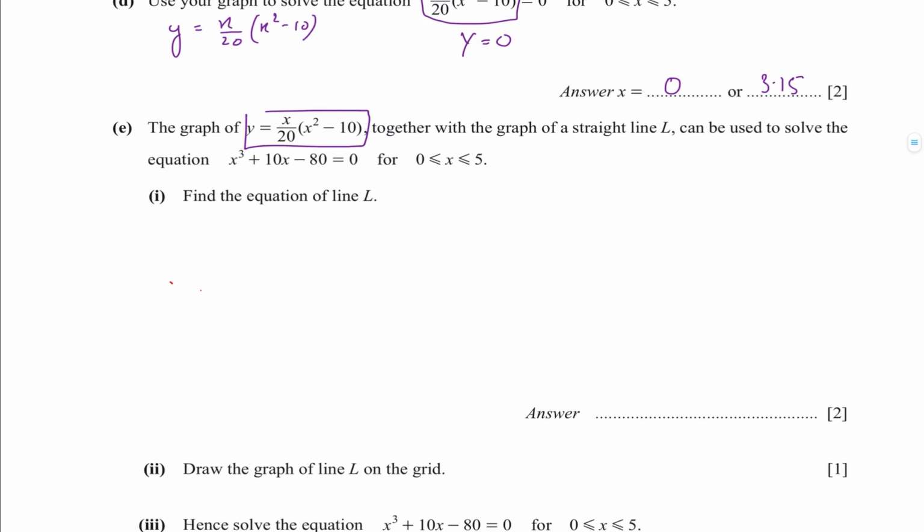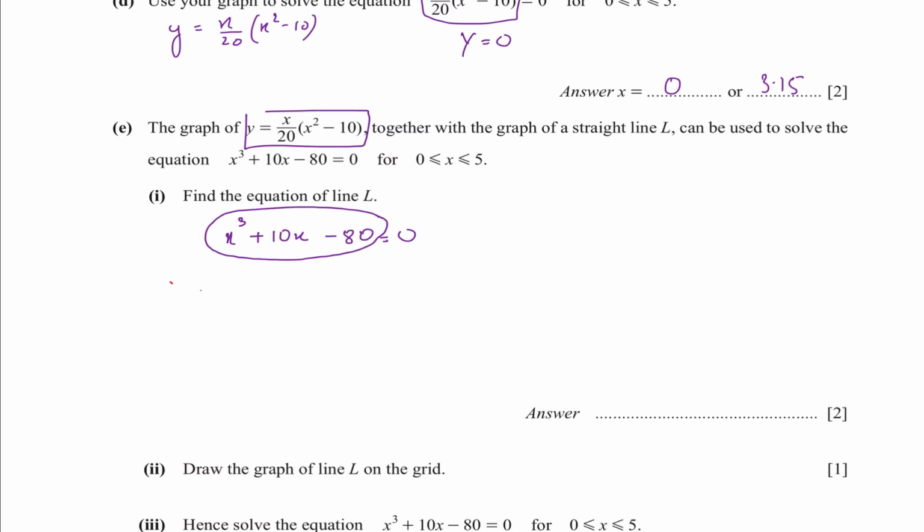Okay, so here's what you've got to do. You've got to look at x cubed plus 10x minus 80 equals 0, and somehow bring the left-hand side equal to y. Okay, what do you have to do? You have to bring the left-hand side equal to y somehow.